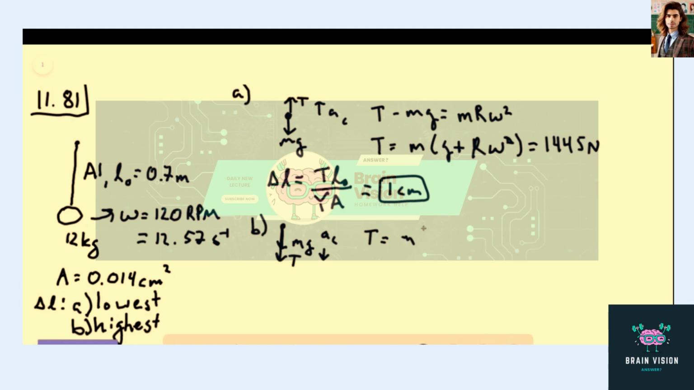So the tension is going to be the mass times r omega squared minus g. So this is 1,210 newtons. And then plugging this into our equation up here, we find that the wire is stretching by 0.86 centimeters.